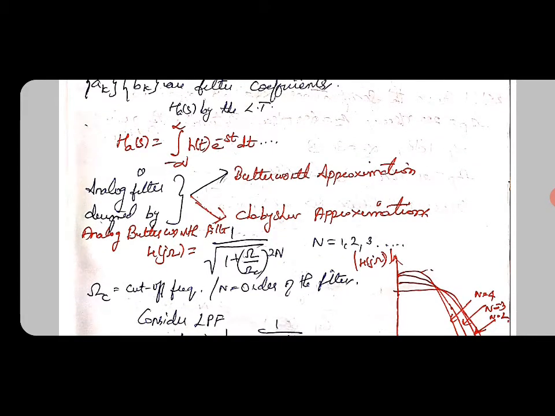Analog filters can be designed by two methods, which is Butterworth approximation and Chebyshev approximation. We can see about analog Butterworth filter design.